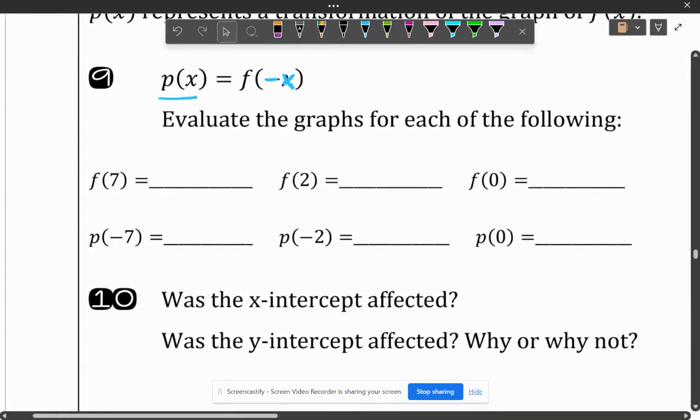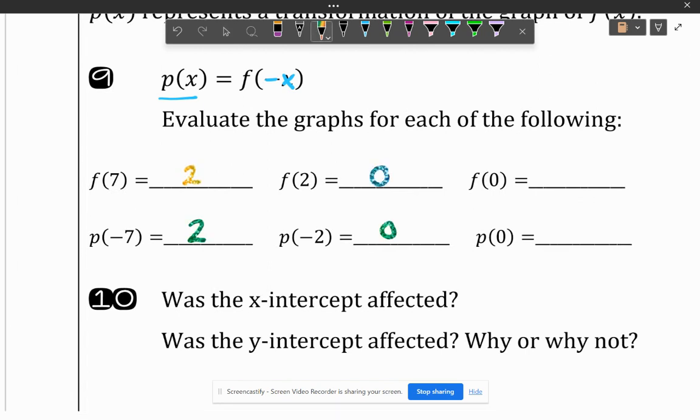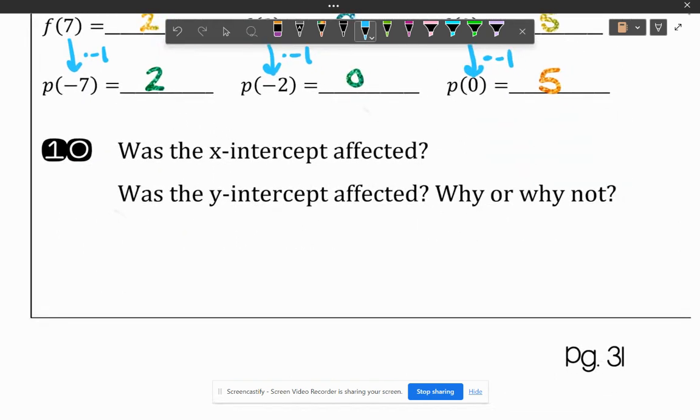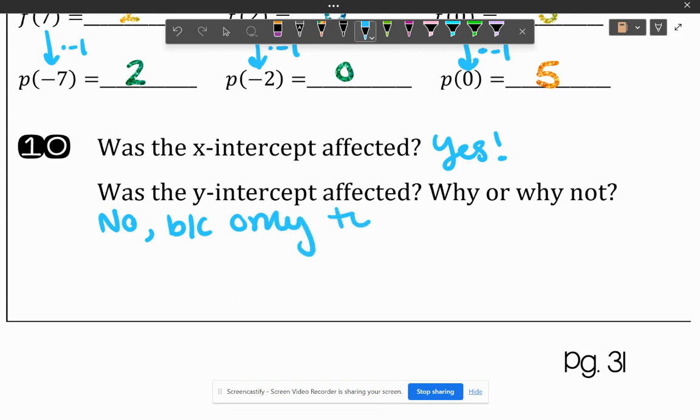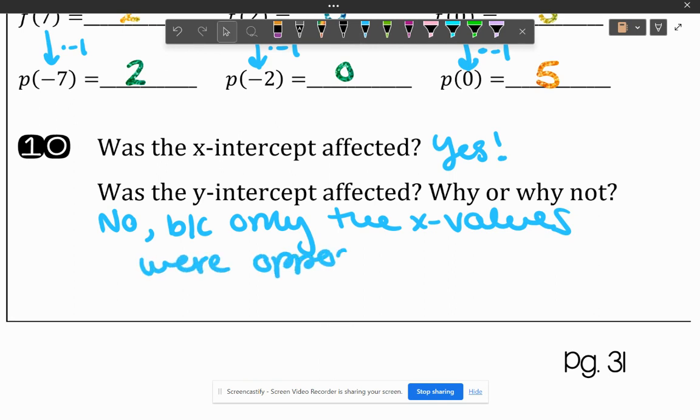So notice that our y values stayed exactly the same, but what changed this time was our x values were negated. Our x values, even though it's 0, were still negated. So were the x-intercepts affected this time? Yes, they were. Were the y-intercepts affected? No, because only the x values were negated or were opposite.